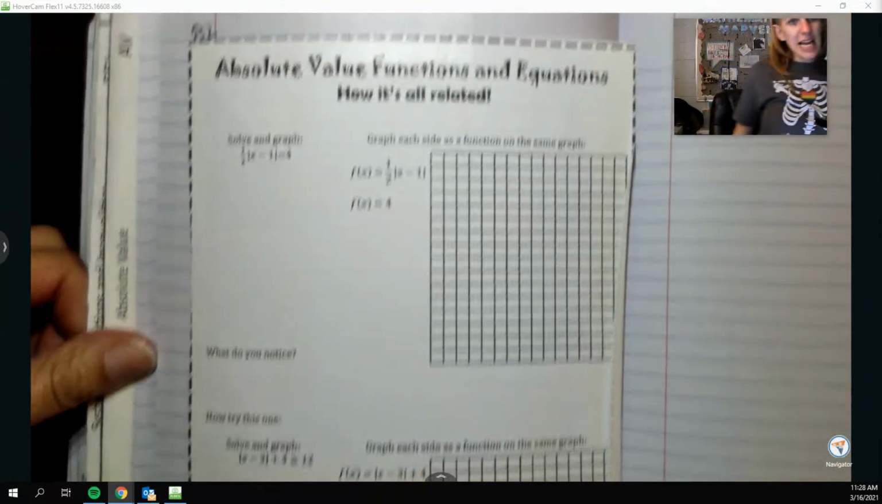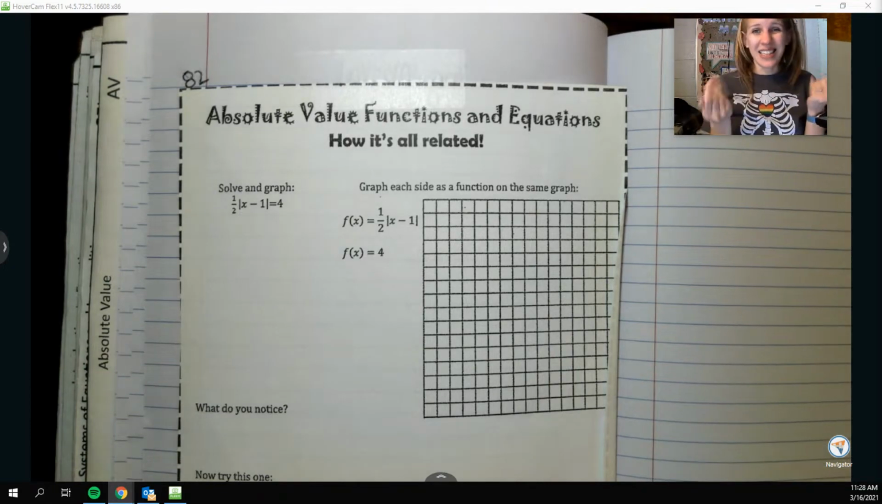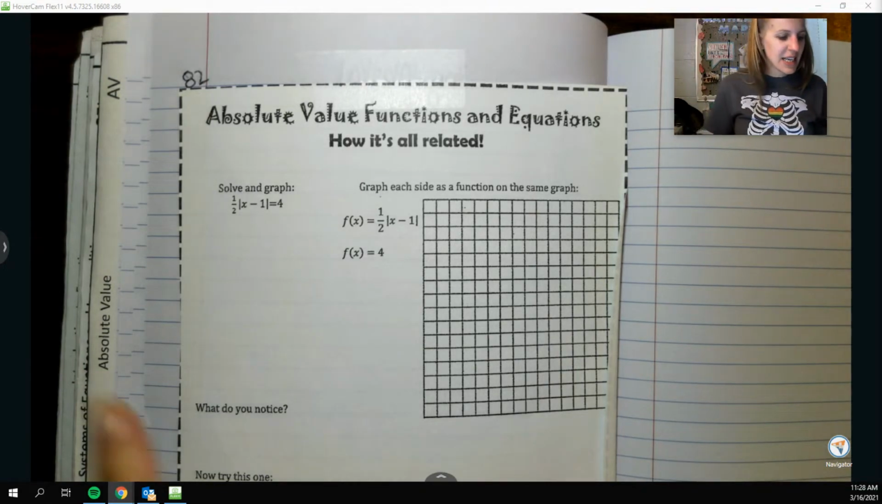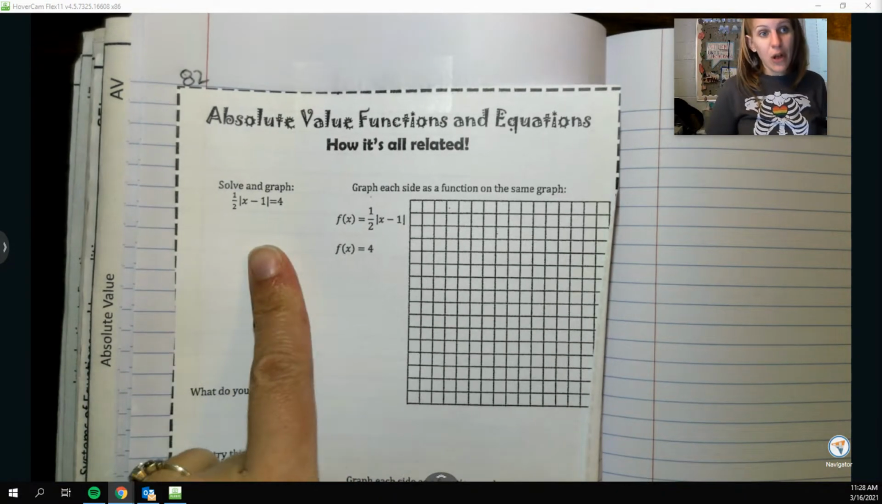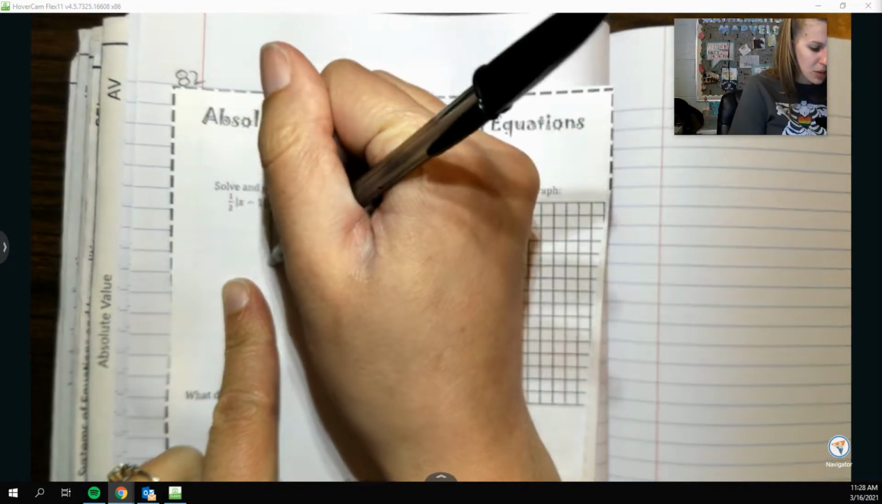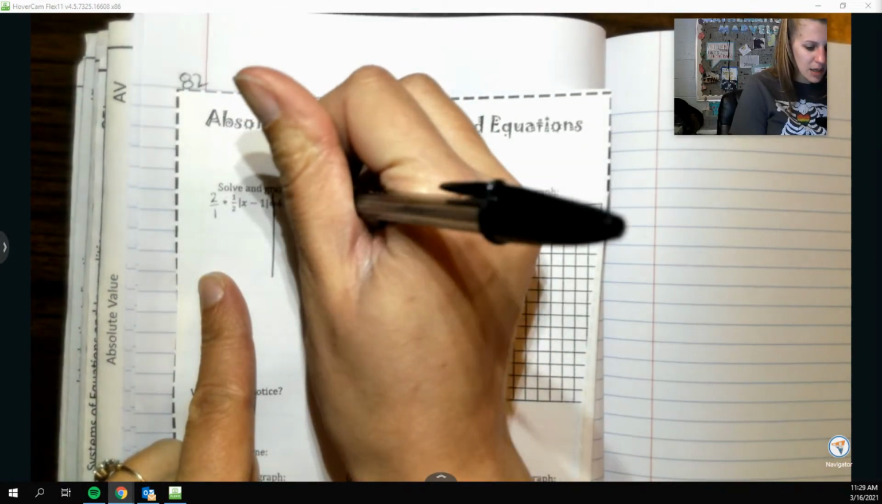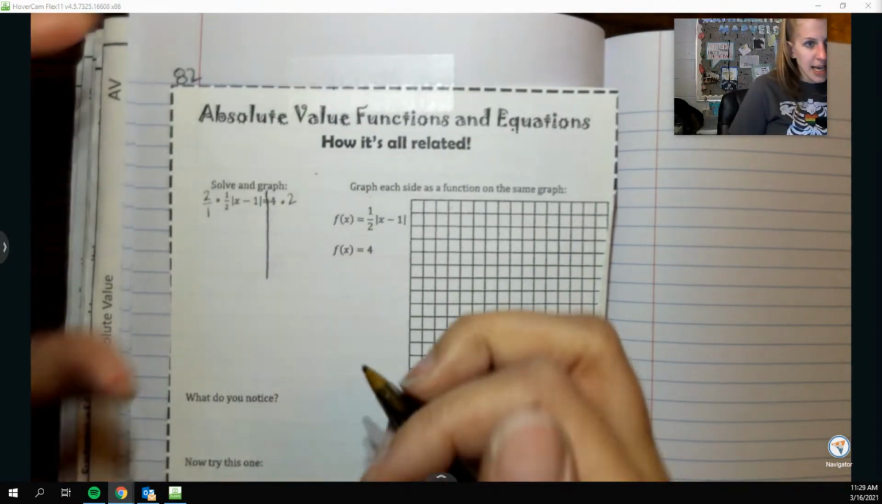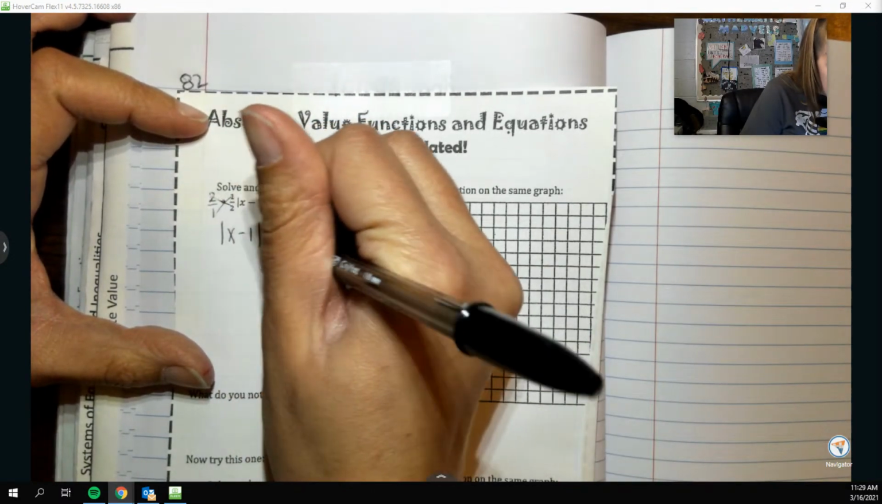Alrighty guys, we're going to do our last page here, page 82, about our absolute value functions and equations and how they all work together. So when we were talking last week about solving absolute value equations, we wanted to get our bars all alone. Now these bars are not alone, there's a half in front of it, so to get rid of a fraction, we multiply by the reciprocal, so 2 over 1, which is really just 2. And so then we'll have absolute value of x minus 1 equals 8.